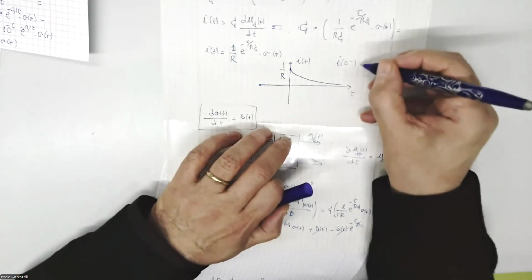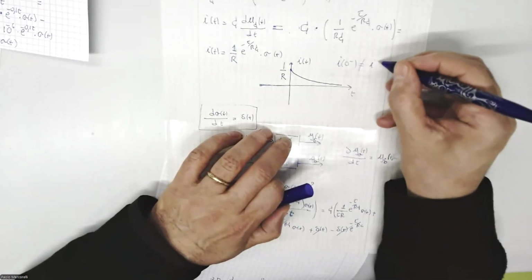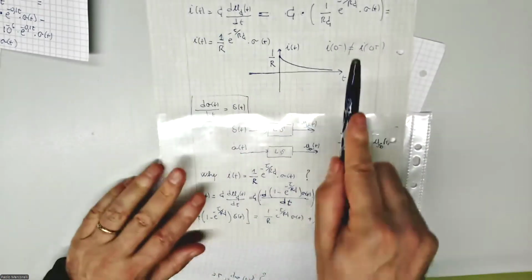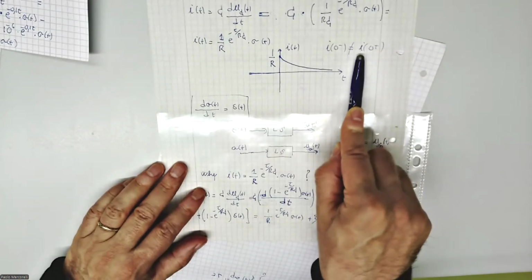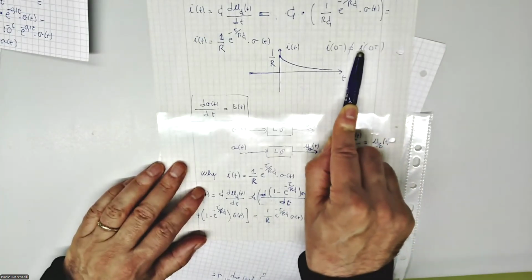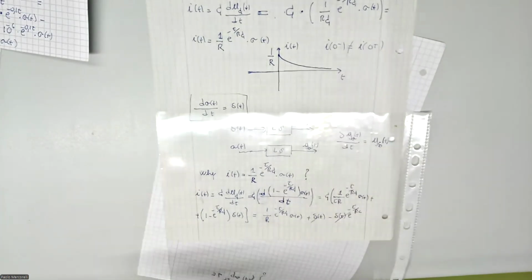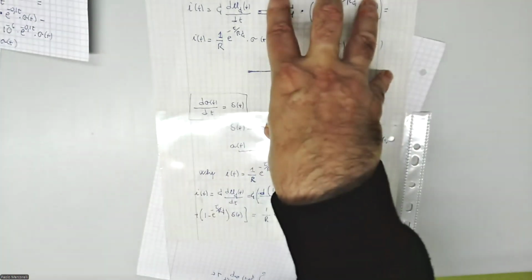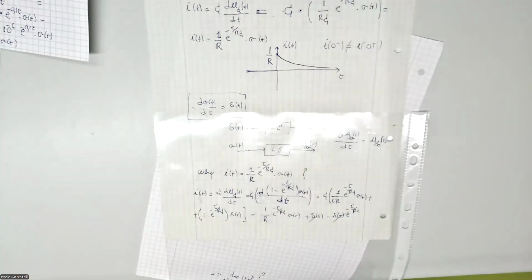Current at time 0 minus is not equal to current at time 0 plus, even though the input voltage here was sigma. Why is that? Because we have the derivative of the voltage. This can be seen very well mathematically by passing through the Laplace transform, because the Laplace transform covers the whole interval from 0 to infinity. What happens?